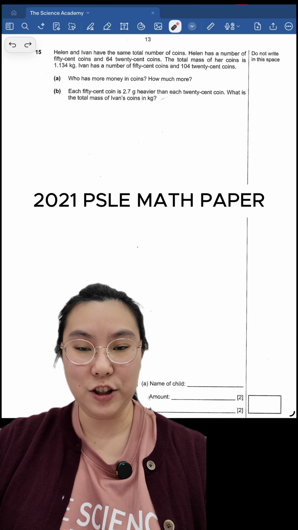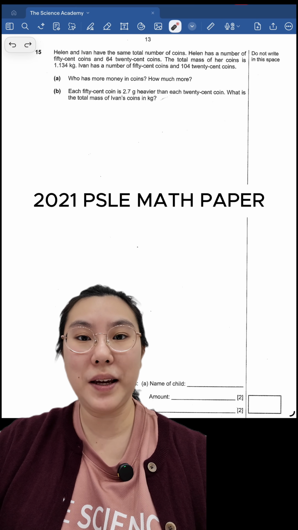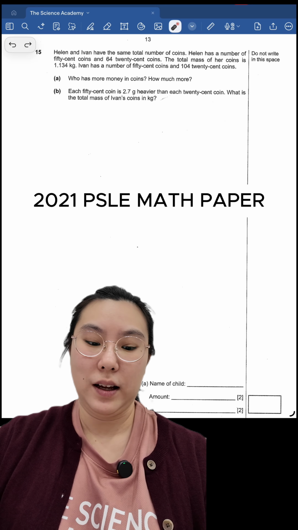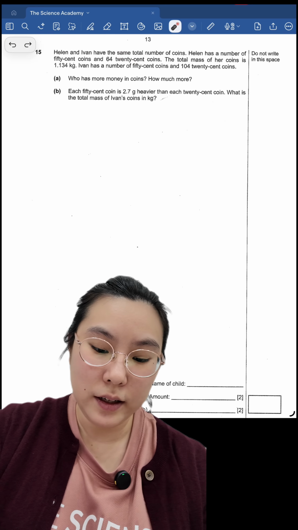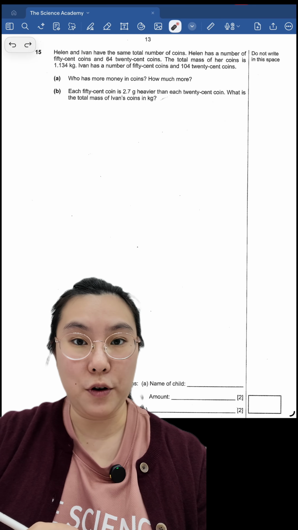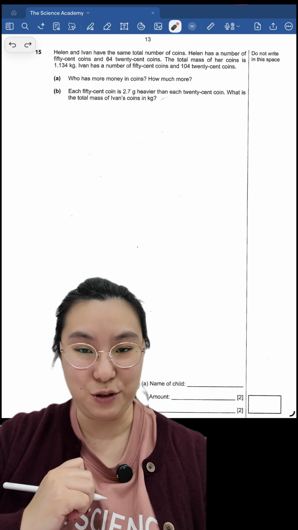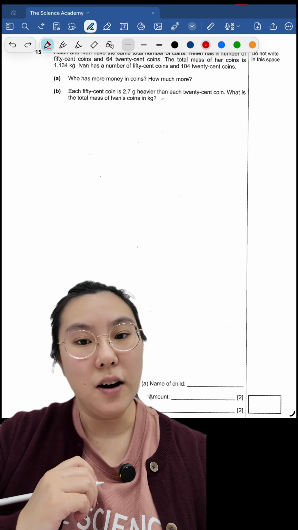Now, in comparison, let's consider a PSLE question that was truly challenging to students. This question came out in the 2021 PSLE Math Paper. So let's see what this question says. Helen and Ivan had the same total number of coins. So the first thing we can do is to draw a visual representation or a model.